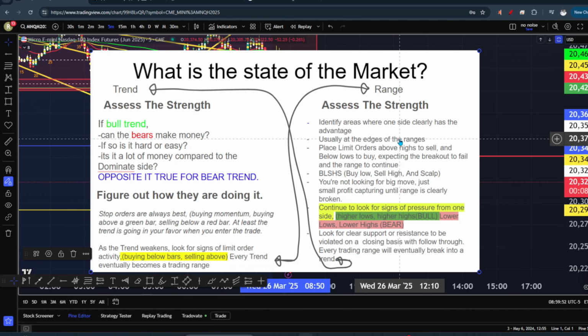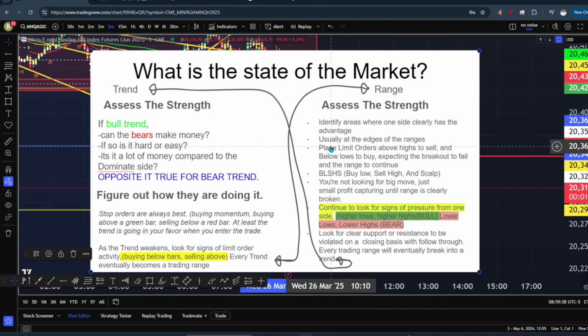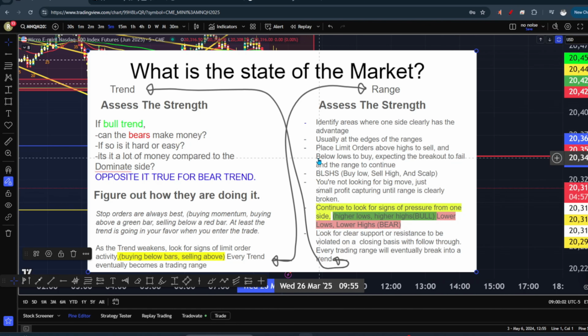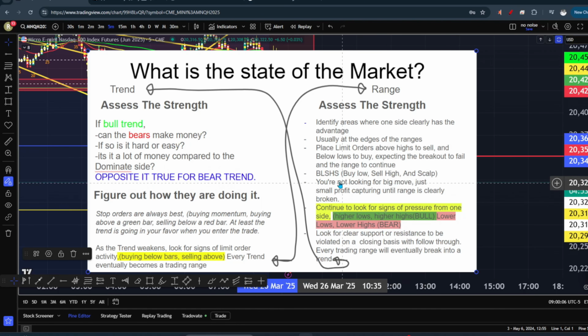And then you come over here. Is it a range? Okay, assess the strength. Identify areas where one side clearly has the advantage, usually at the edges of the ranges. Place limit orders above highs to sell and below lows to buy, expecting the breakout to fail and the range to continue. BLSHS: buy low, sell high, and scalp. You're not looking for a big move, just small profit capturing until the range is clearly broken.